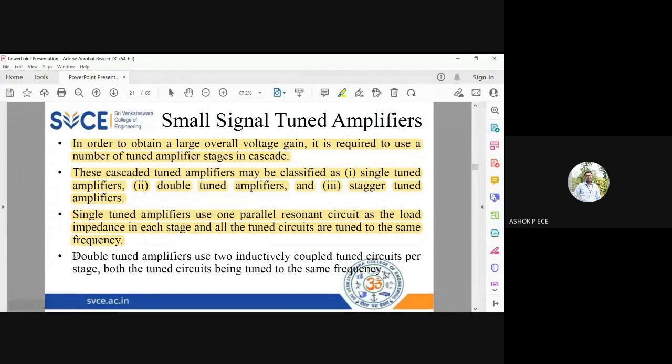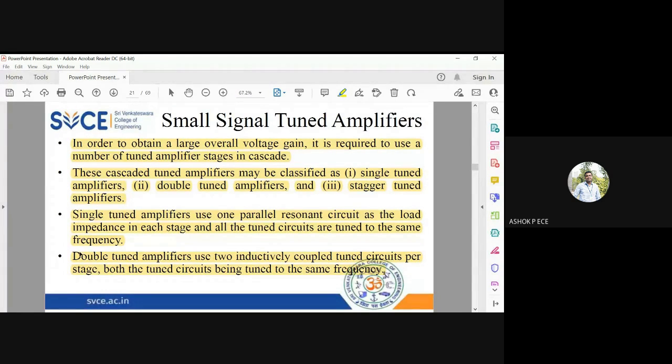So double tuned means double means two. It is going to have two LC parallel circuits on your collector side. When you say two LC parallel circuits, you need two inductors and two capacitors. The moment two inductors come, you will naturally go for a transformer. So you are going to have a transformer in the double tuned amplifier, where the primary will act as one inductor and the secondary will act as another inductor. Across the primary you will have an LC parallel, and across the secondary you will have an LC parallel. Both the primary and secondary tuned circuits will be tuned to the same frequency.